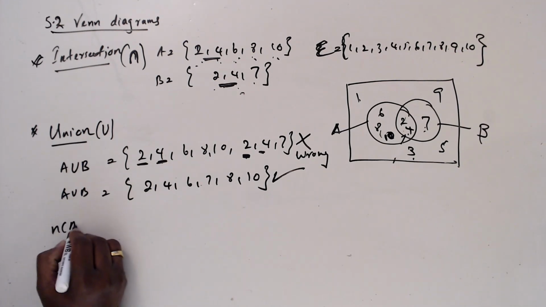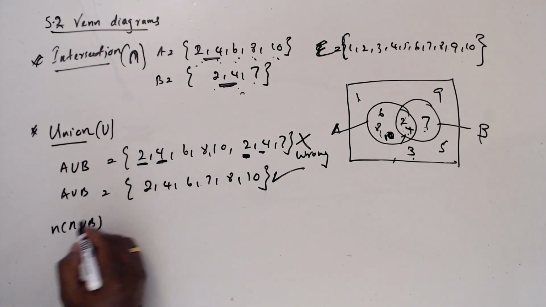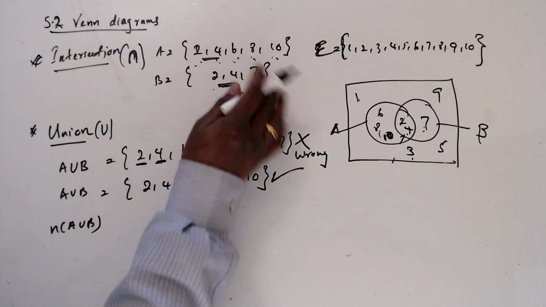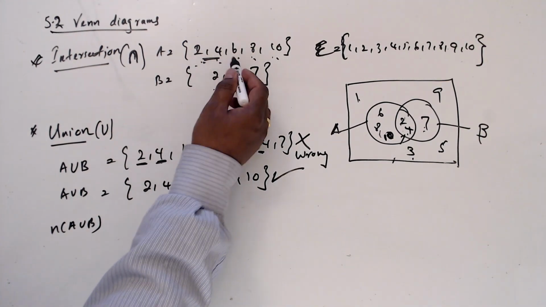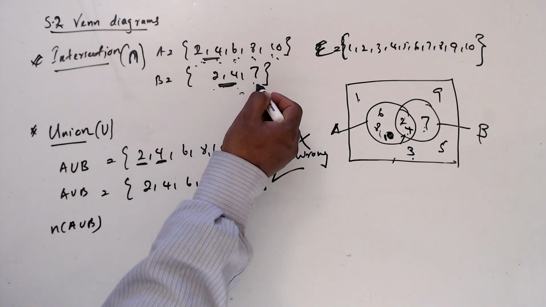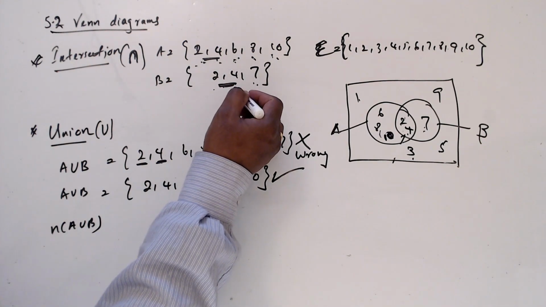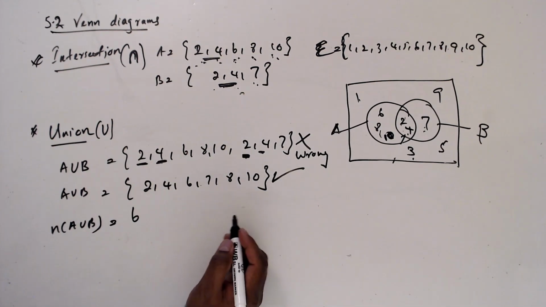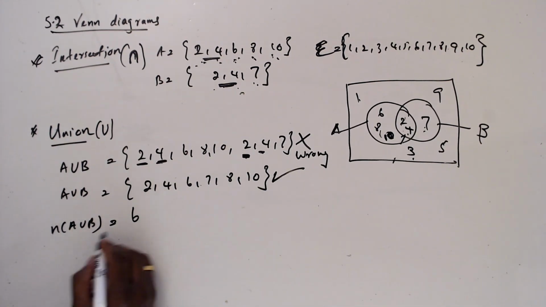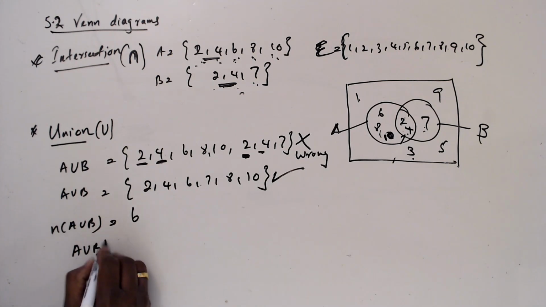So n(A union B). Without looking at this one, can you find it from here? So 1, 2, 3, 4, 5 and 6. You can take this one. So it is 6. Now what is the A union B complement?